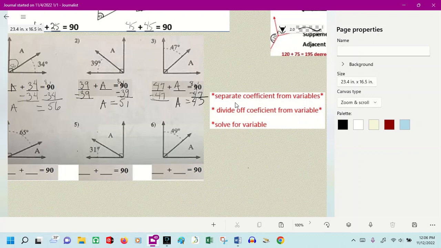Now here are your directions. First, separate your coefficients from your variables. After you do that, sometimes you might have a coefficient stuck on your variable, attached to your variable right there. When you have that, you then have to divide those off of your variable. When you get your variable by yourself, then you can solve for your variable, which is what you did.